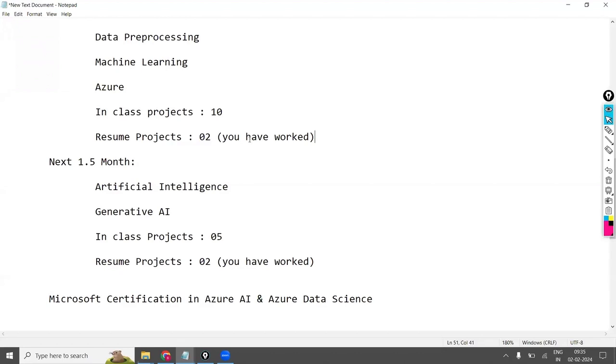Then what will be the difference? As it is, you have done copy paste, miss, just changing only the name. One resume to another resume, only the name changes.